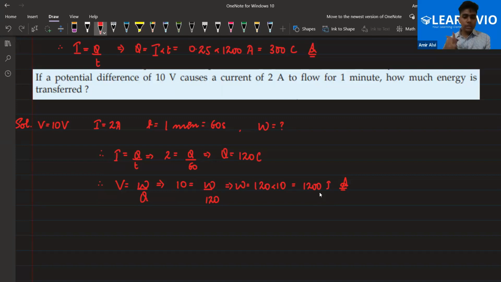So that's all for this class. The electric current topic is completed. In the next class, we are going to start the electric circuit. I'll explain what an electric circuit is and its components. After that, I'll start Ohm's law. Ohm's law is the main topic. These are the fundamentals, and now we are going to implement them in the main topic. Am I clear to all of you?